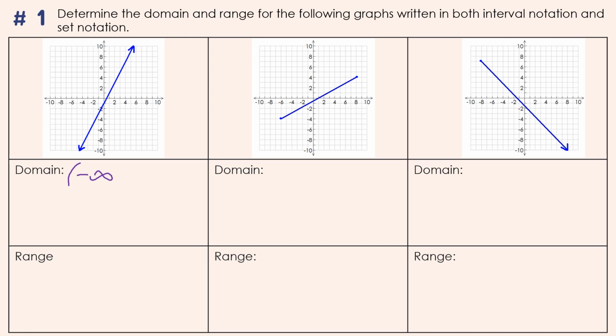Now ask yourself, does it go right forever? There's an arrow on the right side, so yes, it goes right forever. And if it goes right forever, then that means it approaches infinity. And again, because it's approaching infinity, we use a parenthesis. We cannot equal infinity. So the domain of that line is negative infinity to positive infinity because it goes left forever and right forever. In words, that means that all real numbers work for this domain. So sometimes instead of seeing that interval notation, you could see words that say all real numbers.